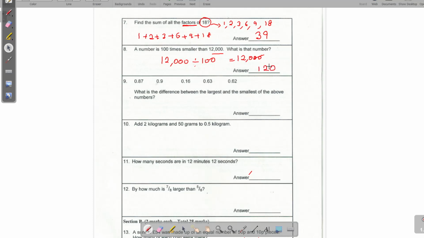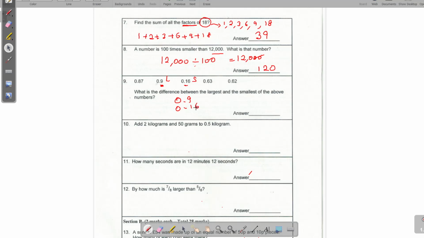What is the difference between the largest and the smallest of the above numbers? Largest number is this, because if you look, everything has got 0 at the front of the decimal. Then we can start to look at the number next to the decimal. The biggest number next to the decimal is 9, so that's the largest. The smallest number next to the decimal is 1, that's the smallest. So we're going to take away 0.9 take away 0.16.